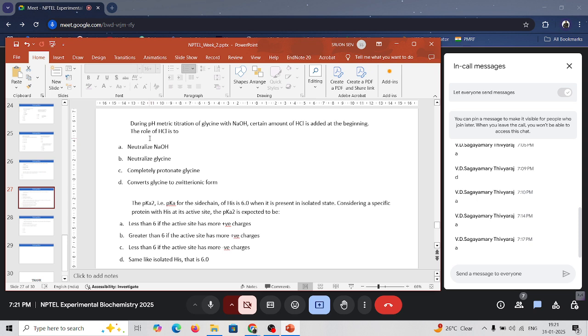Okay. The next question is, during pH metric titration of glycine with NaOH, a certain amount of HCl is added at the beginning. So what is the role of this HCl? Is it to neutralize NaOH, neutralize glycine, completely protonate glycine, or convert glycine to the zwitterionic form? You have to tell me the role of the HCl that is being added at the beginning.